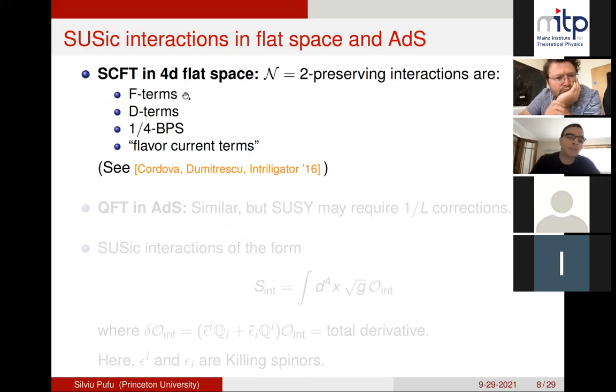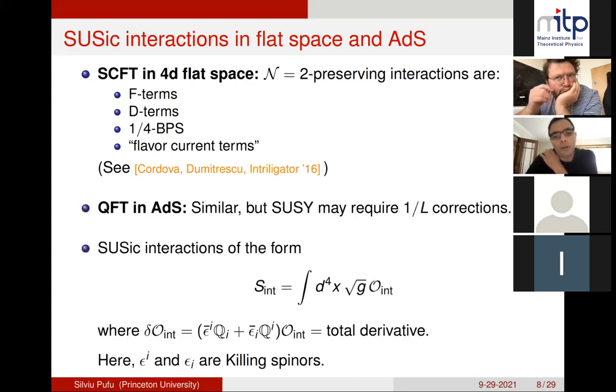The interactions are F-terms, D-terms, quarter-BPS terms, and something they also call flavor current terms. For quantum field theory in AdS, the interactions, of course, have similar names. But the difference is that supersymmetry, in the expressions that we write down, may require 1/L corrections. I don't know for a fact that these would be a complete list in AdS.